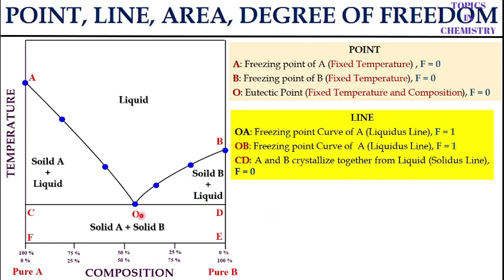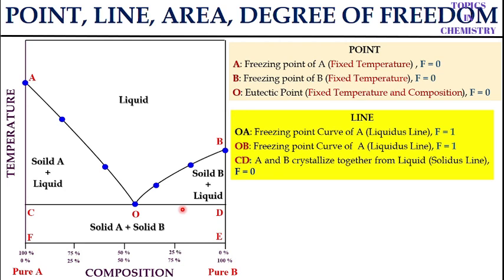Now if you consider this CD line, here both A and B crystallize out from the liquid. So here A and B crystallize together from the liquid. So now it is not a liquidus curve. Here all are solid, so this is called the solidus curve. Here also at each point the degree of freedom F is equal to 0.